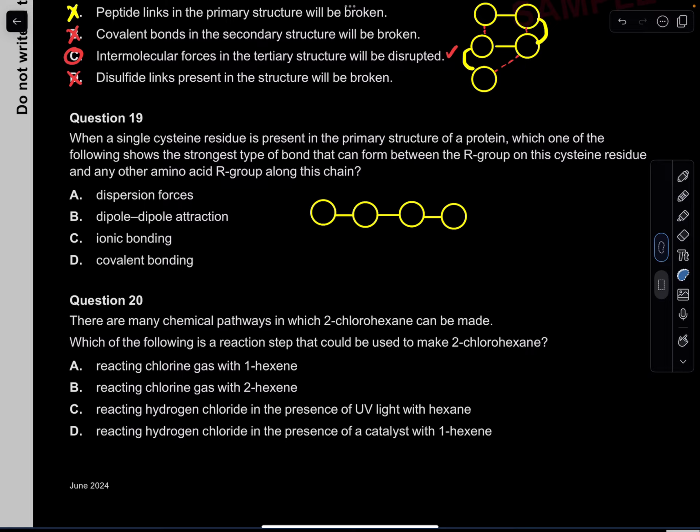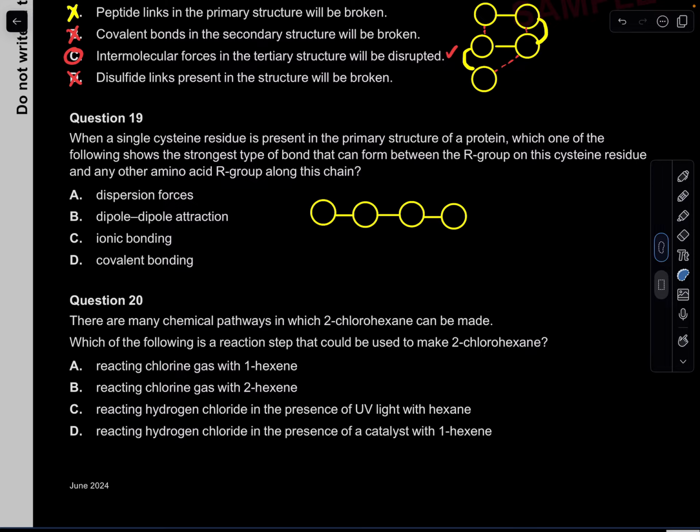All right. So when a cysteine residue is present in the primary structure of a protein, which of the following shows the strongest types of bonding that can form between the R groups of the cysteine residue and any other amino acid R group along this chain? Ooh. All right, this is a great question. So let's think about it.